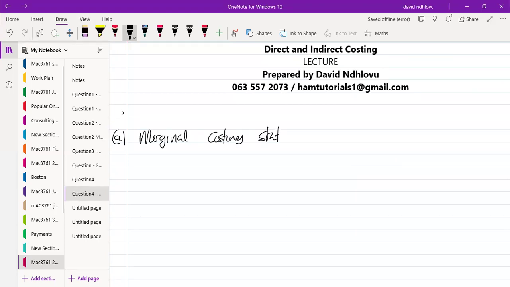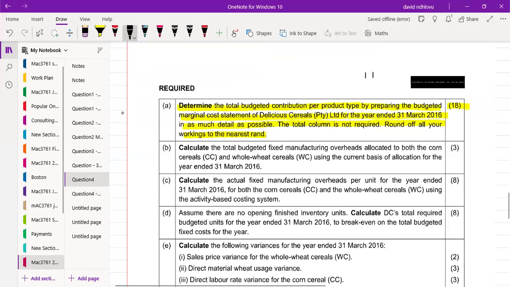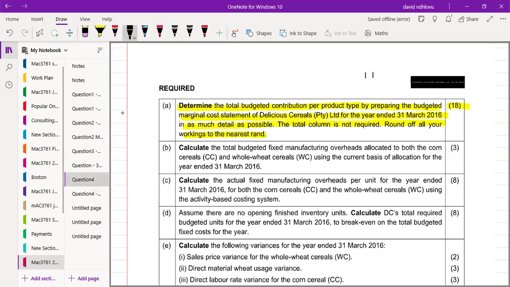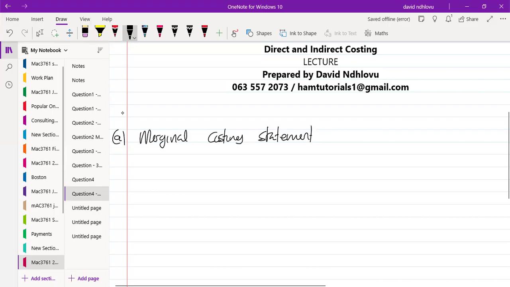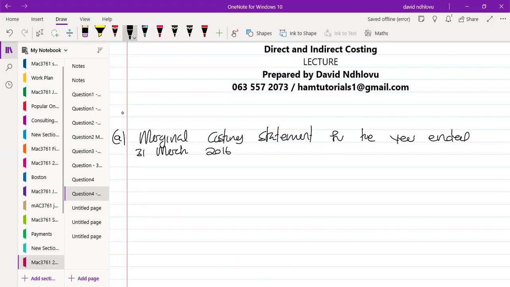Right, so this is variable costing statement. Which month is it? Month or for the year? For the year ended 31 March 2016. Right, so for the year ended 31 March of the year 2016.